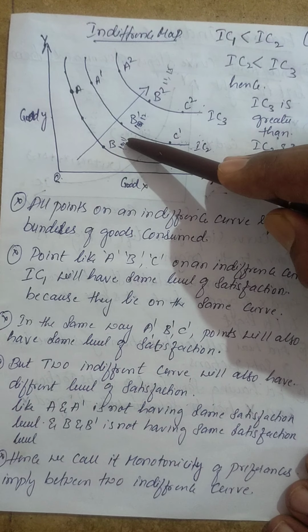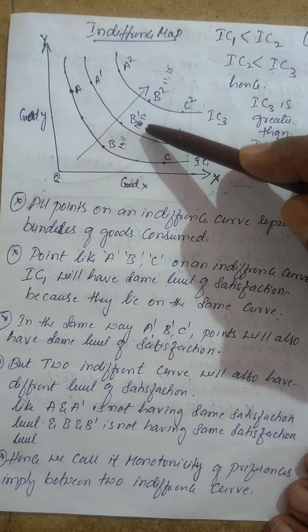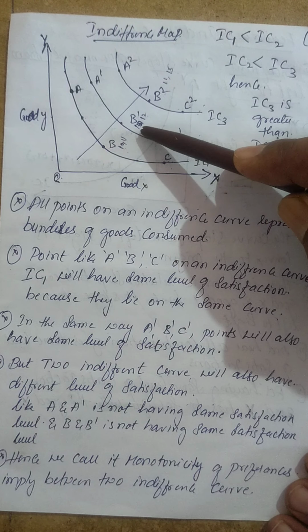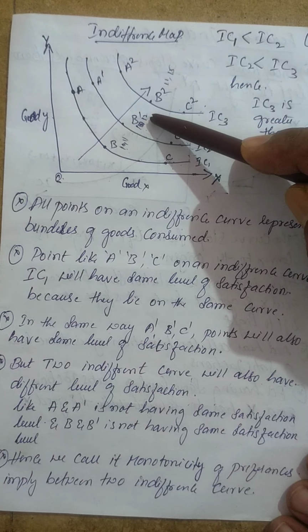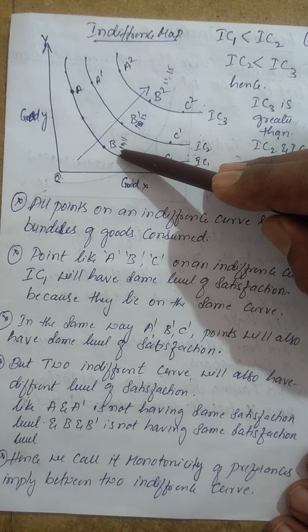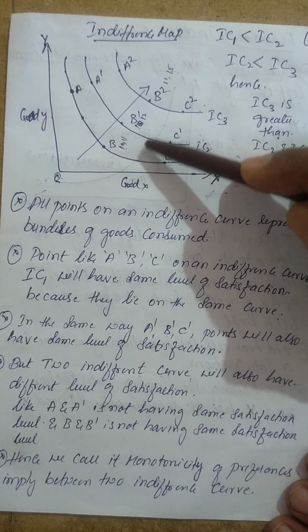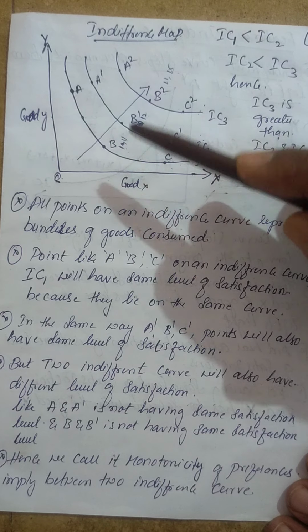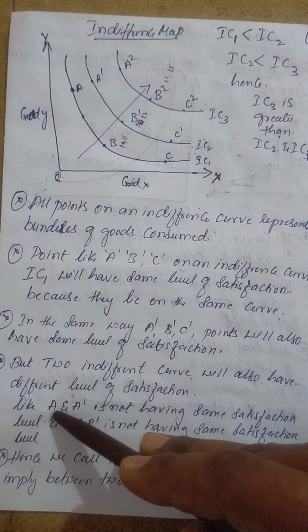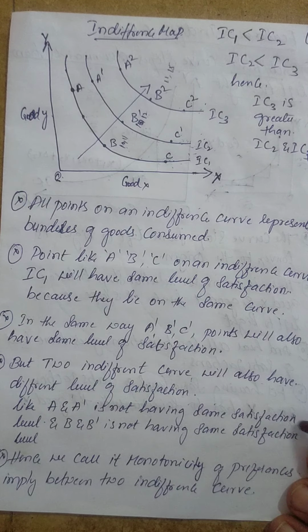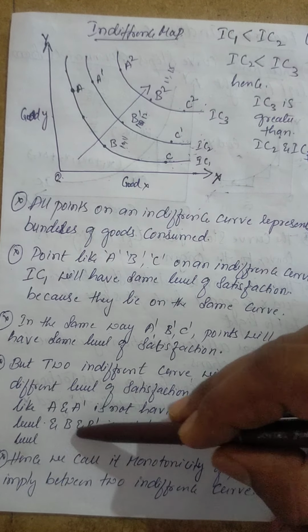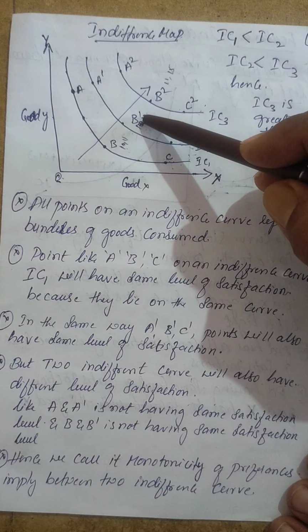Here it is 10, 11 consumption level, but in B dash it is 10, 12, which means the first good consumption is 10 only, but what about the second good? It has increased, isn't it? That means this is getting a greater level of satisfaction compared to this. So these different indifference curves will not have the same level of satisfaction. A and A dash do not have the same level of satisfaction. B and B dash also do not have the same level of satisfaction.